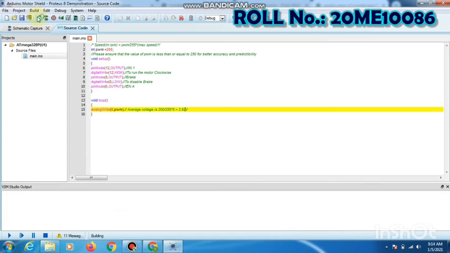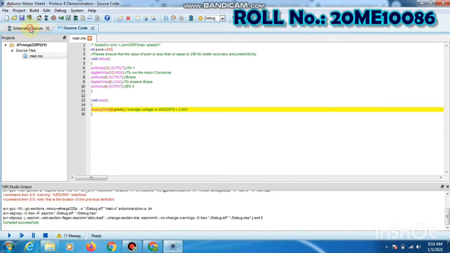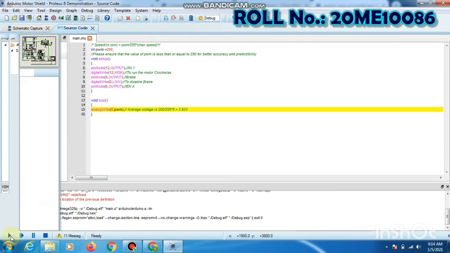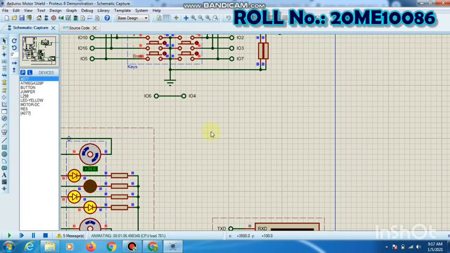Now I am going to rebuild the project, and it is compiled successfully. Let us go to the schematic capture. On running the simulation, it would take some time and settle at a certain value. Here, as you can see, it has settled at nearly 34.6.